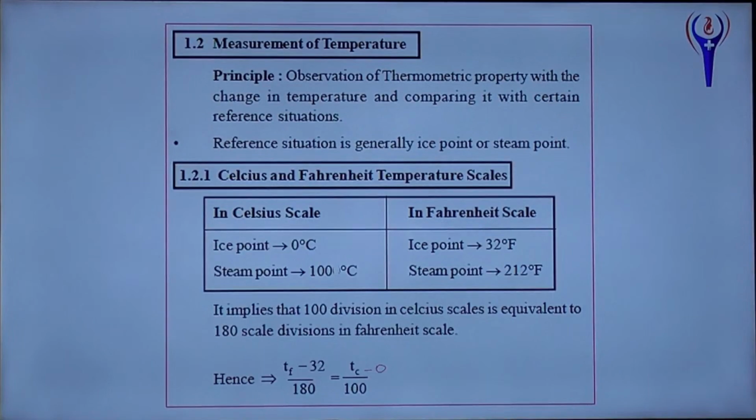How does 180 come? It is 212 minus 32, the difference between the steam point and ice point, that is equal to 180. Similarly, 100 minus 0 is 100. So by having this idea, we can convert any unit of scale to another unit of scale, as Fahrenheit to Celsius or Celsius to Fahrenheit or Fahrenheit to Kelvin, like that.